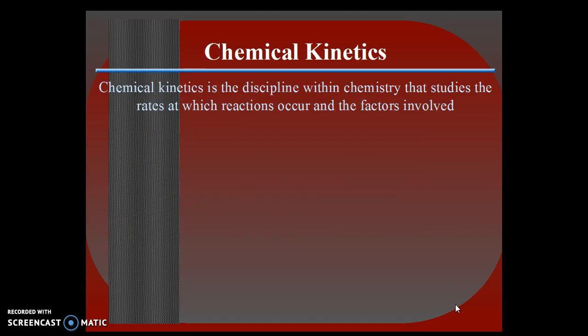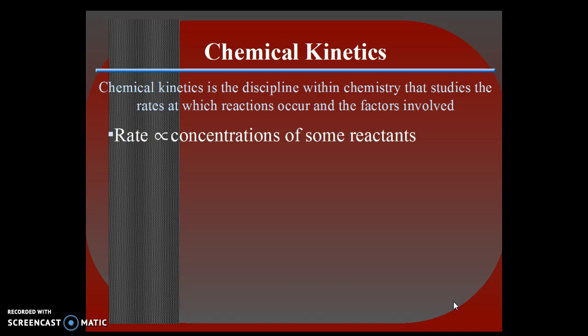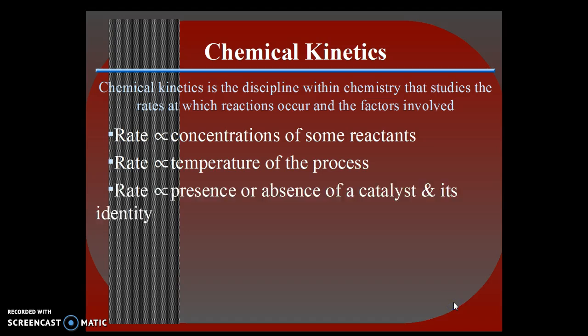Chemical kinetics is the discipline within chemistry that studies the rates at which reactions occur and the factors involved in those reactions. For instance, the rate is proportional to the concentrations of some reactants. The rate is proportional to the temperature of the process. The rate is going to be dependent in some way on the presence or absence of a catalyst and on what that catalyst is. And the rate is going to depend also on the surface area of the reactants that are exposed, and in other ways also dependent on the orientation of the molecules as they strike each other.